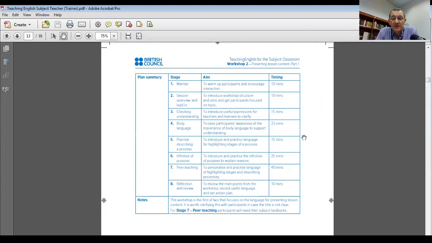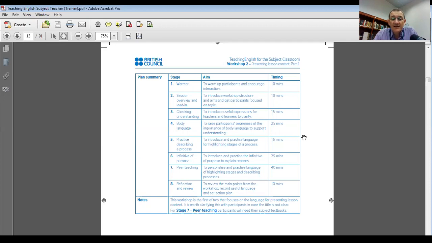So here you're introducing expressions for clarification, checking and clarifying. So 15 minutes on that. Step 4 is about body language. So how teachers can reinforce what they're saying by using body language. So the example is of a science teacher who's describing how food goes down into the stomach. So you'll see pictures of a teacher explaining how things work with only their body language.